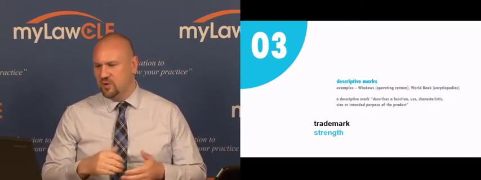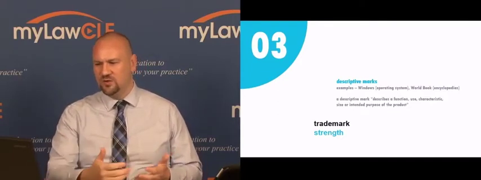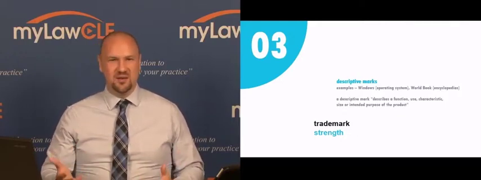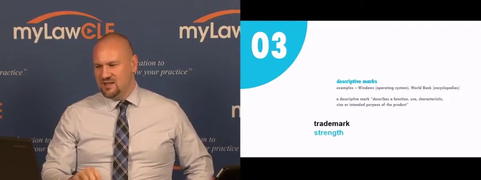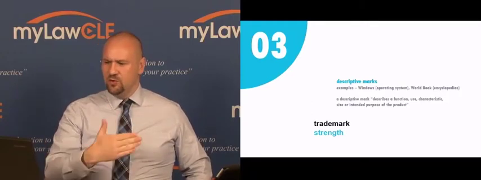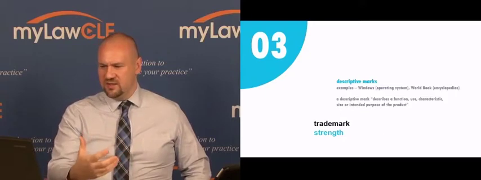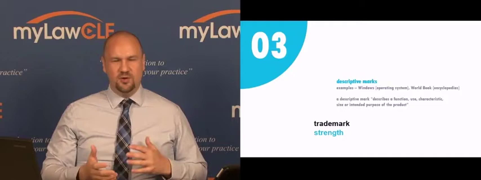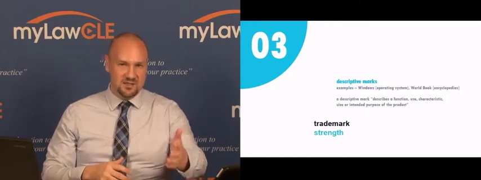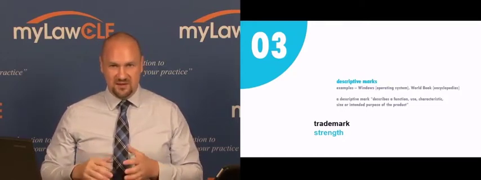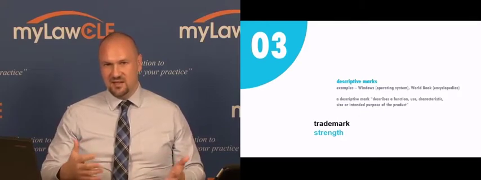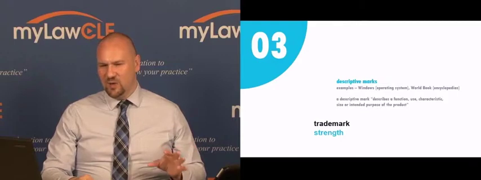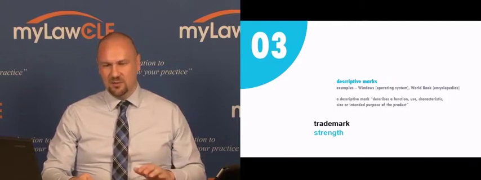So if you took a descriptive mark like Windows or World Book for encyclopedias, I mean, World Book, it's a book that talks about the world, right? I mean, it's describing the product. It's not a good trademark. You need to prove what's called secondary meaning in order to show that this is distinctive enough and to be able to register it. Basically, you're going to have to show that your customers identify this trademark with your goods specifically. And so you can do that through surveys and other maybe online information. But otherwise, without that secondary meaning, you're not going to be able to register those trademarks.